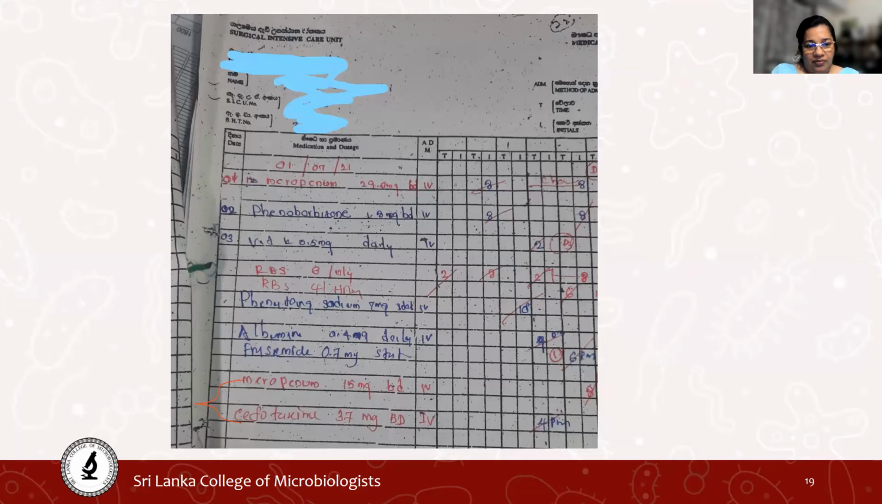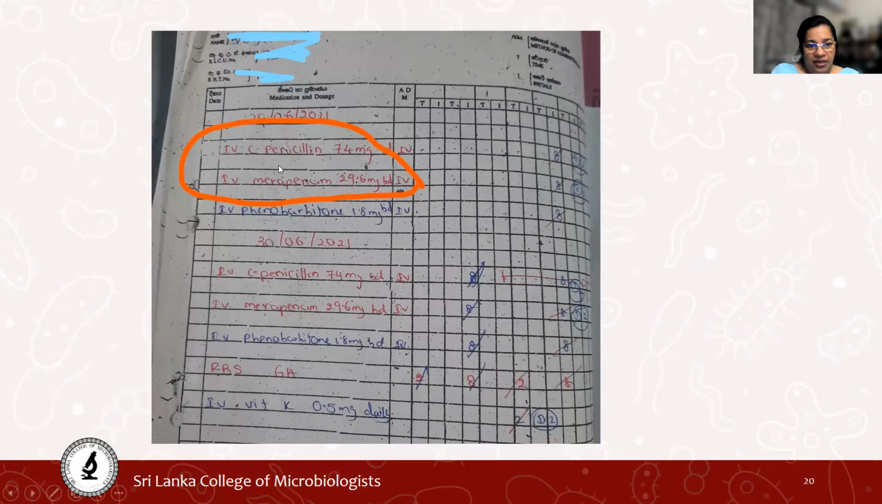Another one, you can see the combination meropenem and cefotaxime. When meropenem is given, there's no point in giving cefotaxime, again because meropenem covers whatever is covered by cefotaxime. Again, penicillin and meropenem, same thing.